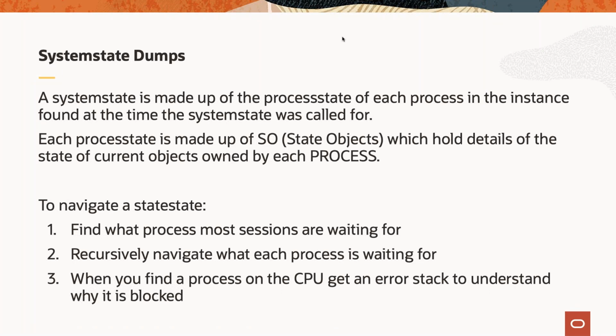A system state dump is like a snapshot of the entire database system and everything that is happening in every process. Each of these system states consists of multiple process states, and a process state is made up of these things called state objects that hold details of everything that's basically happening within that process. Now you use this to find out which process is waiting for which sessions. You can recursively navigate a particular process and find out what it's waiting on. And when something is running on the CPU and you want to find out why it is blocked, you can basically get something called an error stack to understand why it is blocked.